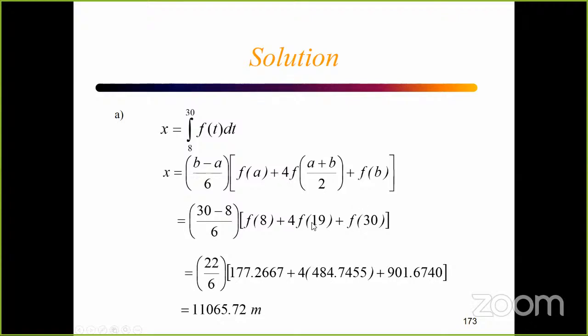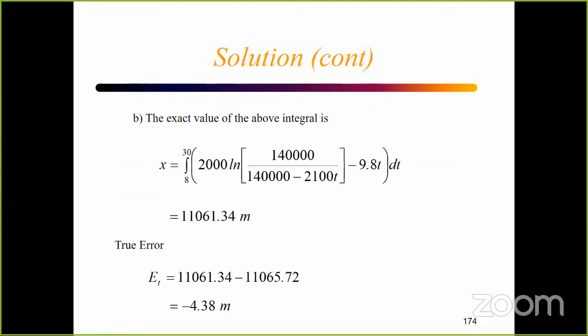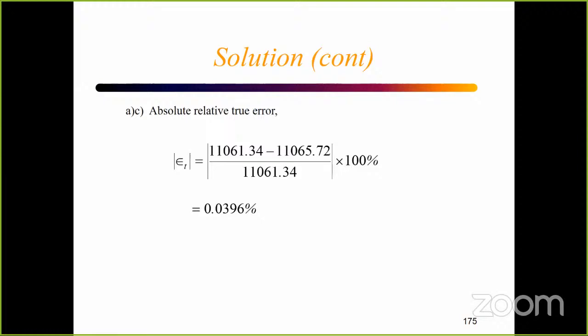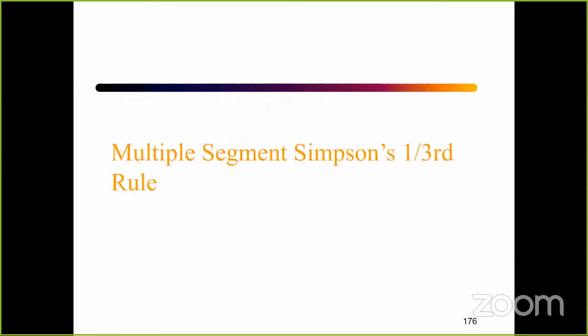(a plus b) by 2 is (8 plus 30) by 2, which is 19, and that value is multiplied by 4. These are the values that are given. This gives 11.067 meters as the distance. The error involved is hardly 4%, about 0.3. Compared to the trapezoid rule, Simpson's one-third rule is a better tool for estimating or solving integral equations.